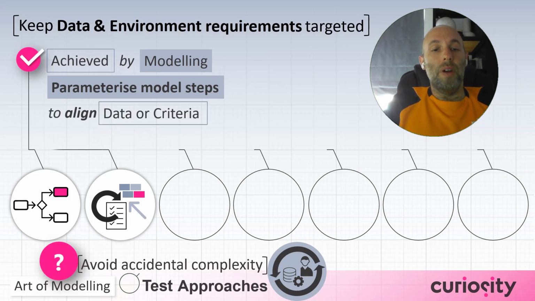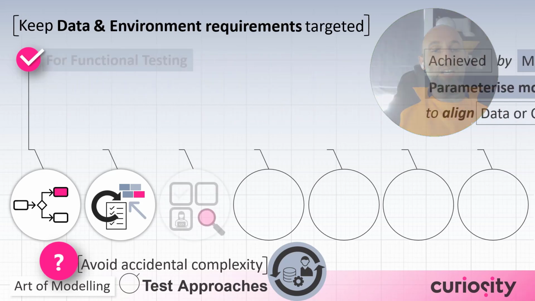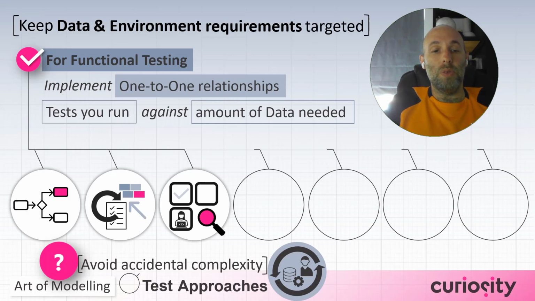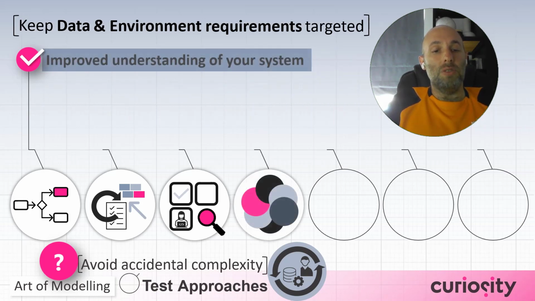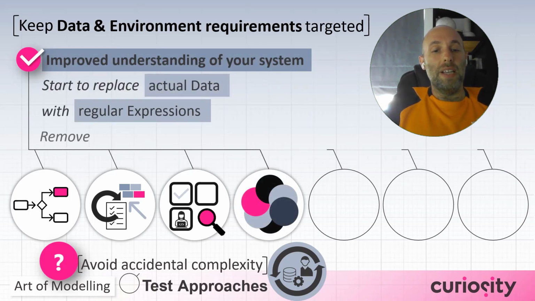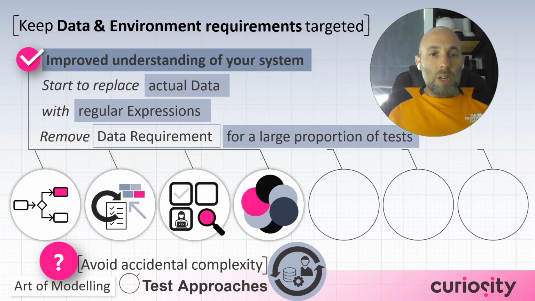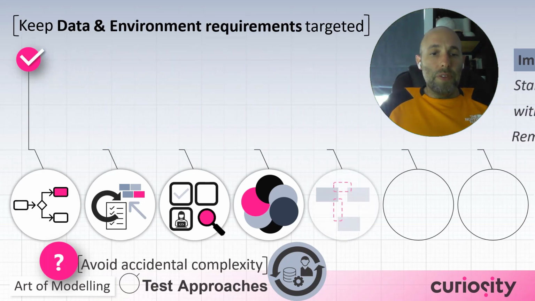On top of this, parameterizing your model steps to align the data or the criteria you need for testing will keep your data requirements aligned and prevent unfortunate requests of "we need a full copy of data." For functional testing, you should really have a one-to-one relationship between the tests you run and the amount of data you need to run your tests. Better still, as you better understand your systems, you will start to replace actual data with regular expressions, removing the need for data requirement entirely for a large proportion of your tests.